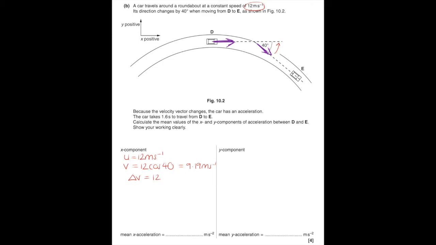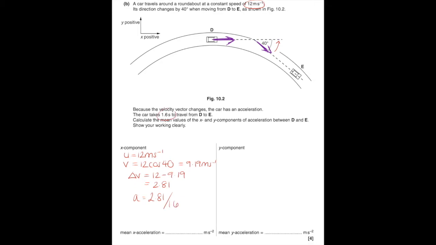Okay, we can therefore work out our change in velocity, which is our 12 minus our 9.19, which gives us a change in velocity of 2.81. And then our acceleration is that change in velocity. We're told it takes 1.6 seconds to travel, so divided by 1.6 gives us 1.76 meters per second squared.